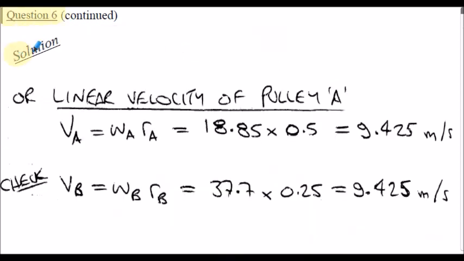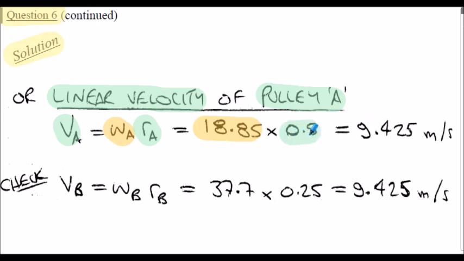Question 6, solution continued. Now we can find the linear velocity of pulley A from V is equal to omega R. So inserting the values for the pulley A speed and pulley A radius, we find the linear velocity. And all I've done on the next line is just check that value using the speed of pulley B and the radius of pulley B. And of course we should get exactly the same linear velocity because the assumption made is that there's no slip or creep. So the linear velocity on the periphery of pulley A is the same as the linear velocity on the periphery of pulley B.